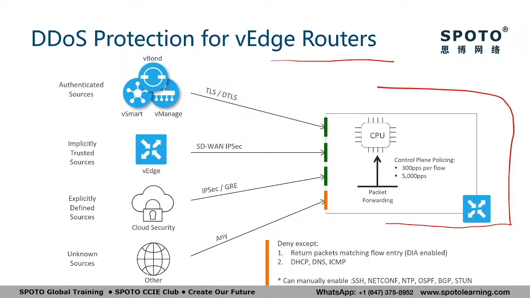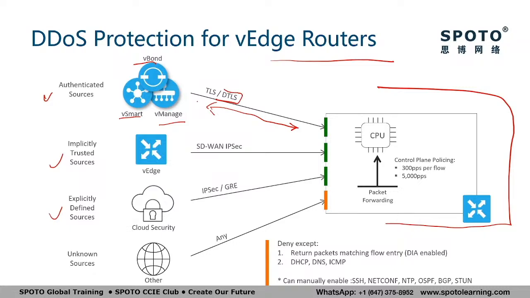By default, it only allows 3 sources to communicate to this vEdge router. 1, 2, 3. The first one is the authenticated source, for example, the vBond, vSmart, vManage, right? By default, they are allowed to communicate to this vEdge router. The communication is encrypted by DTLS.